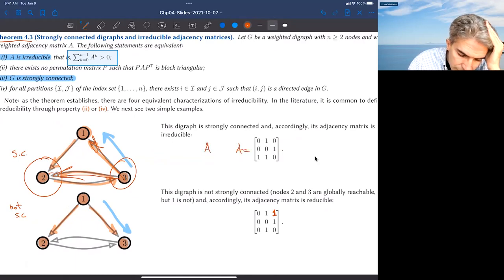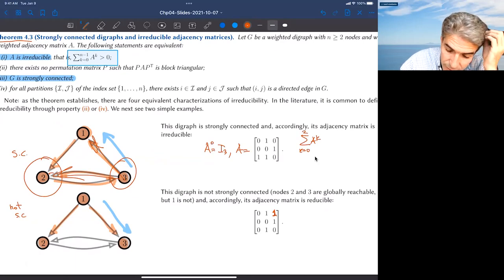Let's also remember A to the zero is always equal to I3, the identity. And now I need to compute the sum of A^k, k runs from zero to two, because this is a matrix of dimension three. That is I3 plus A plus A squared. And I need to prove that it is positive, because otherwise I found a contradiction with my theorem.